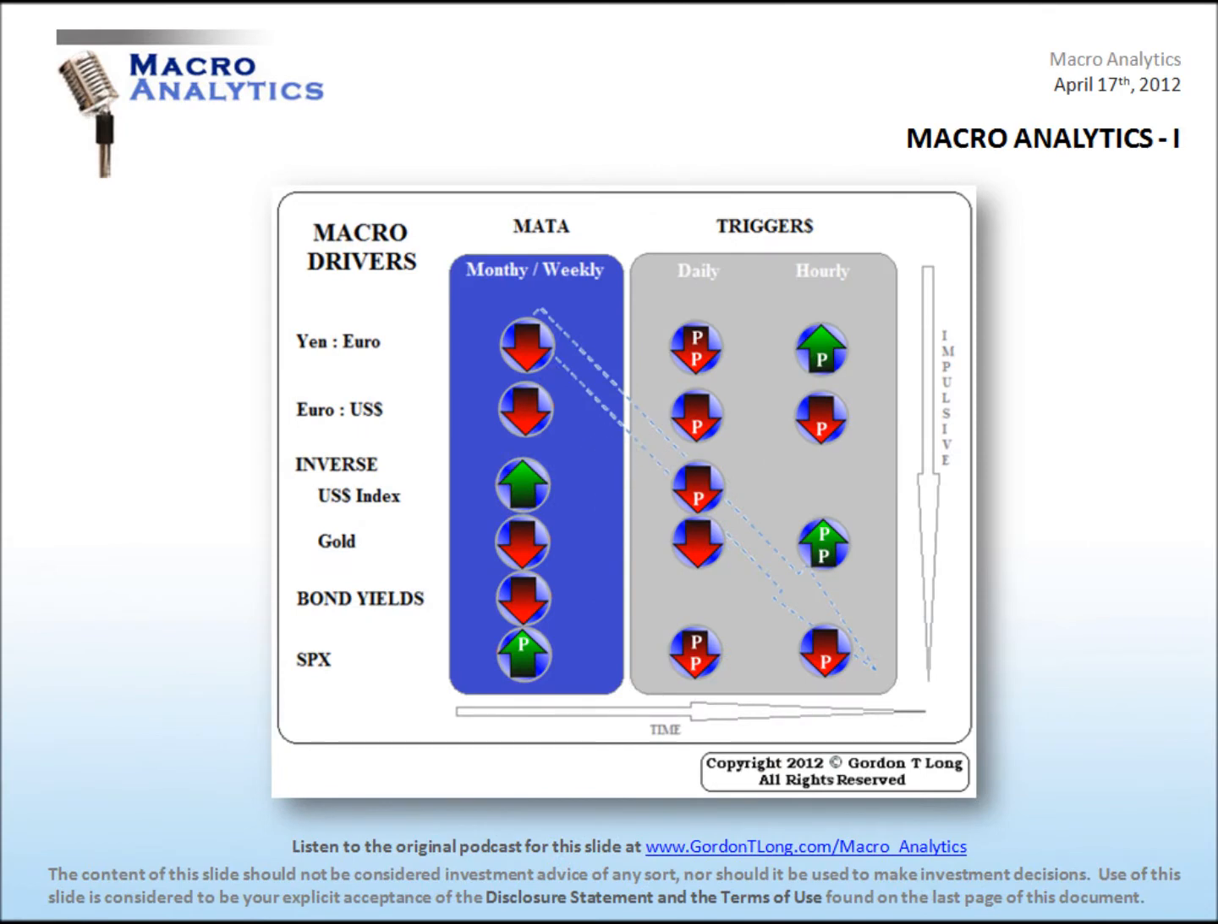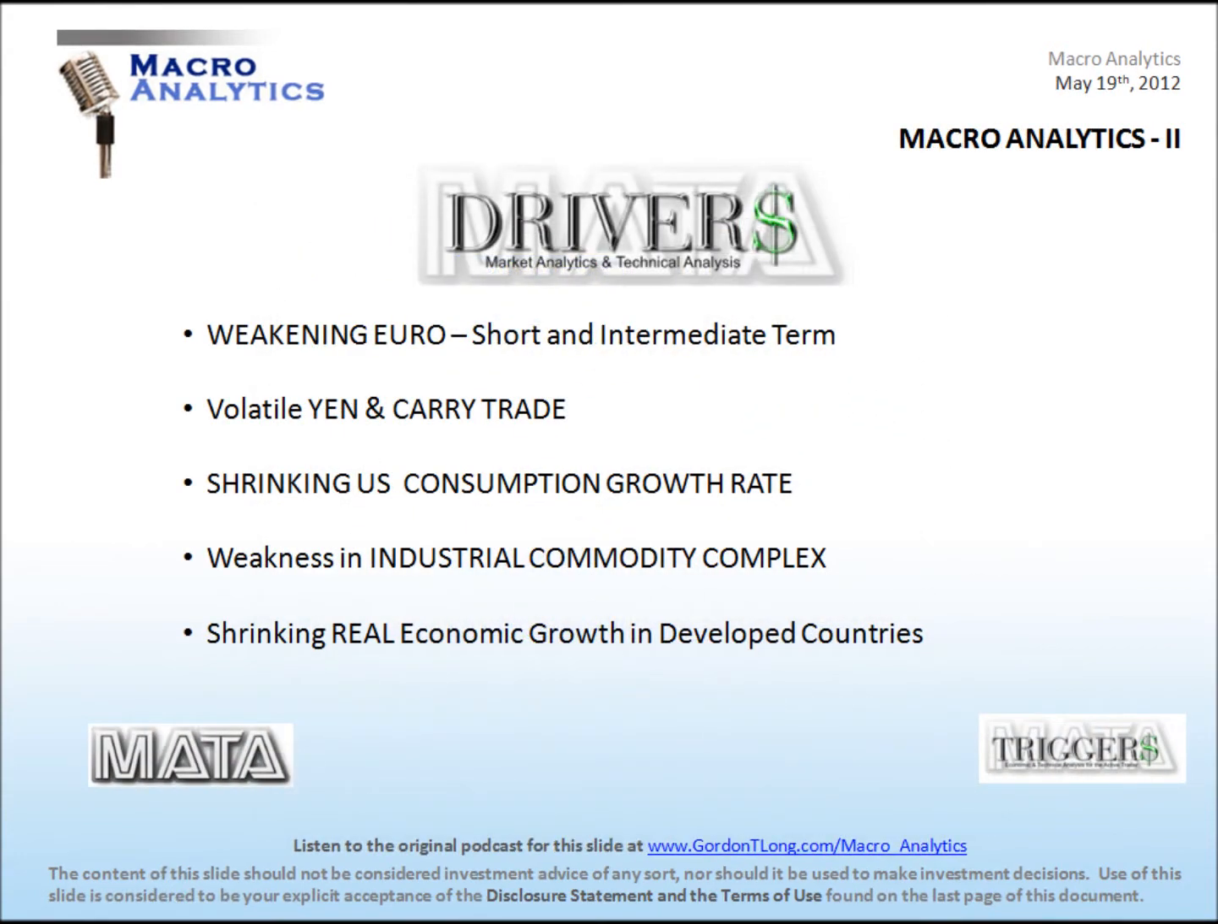We left off with this slide in our last session as a bridge to the macro drivers. I put this chart together to recap the highlights from our macro experts this month. And they included, amongst many things, certainly expect a weakening euro in the short and intermediate term. I believe long term also, but certainly in the short, intermediate term. Expect a volatile yen and therefore a volatile carry trade. Expect a shrinking U.S. consumption growth rate. I'm not saying its consumption is going to shrink, but the rate at which it's going to grow is dramatically slowing. And for those who remember your calculus, it's always the first derivative that's the issue.